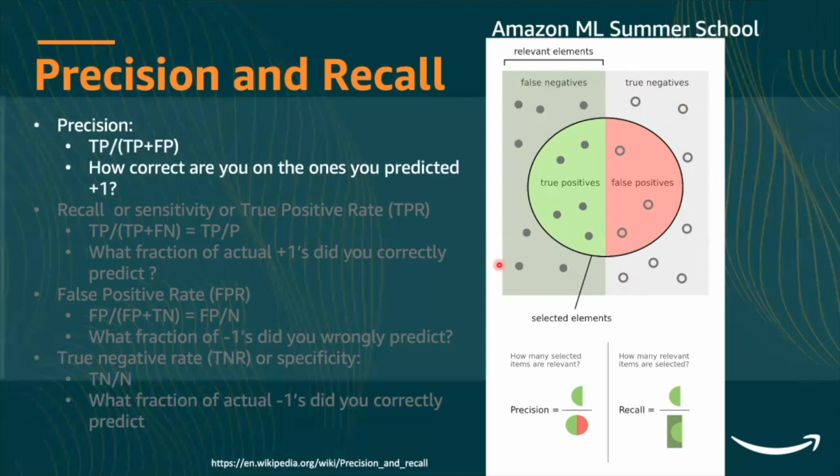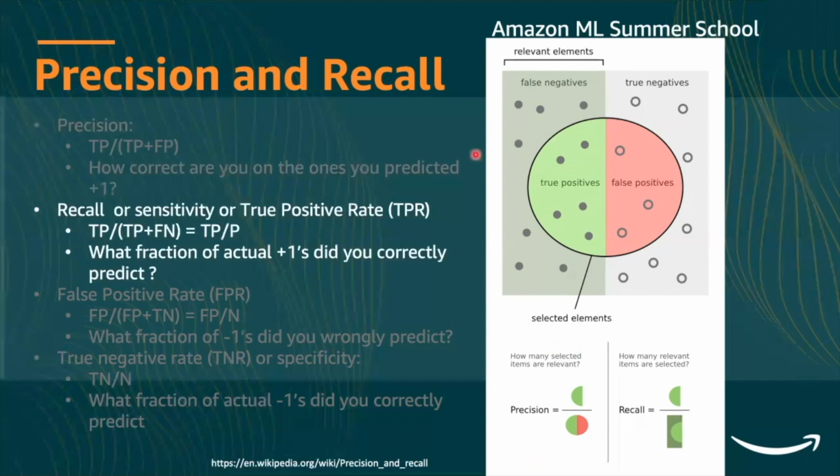Okay, so we'll compute the following metrics such as precision, recall, false positive rate, true negative rate, and so forth. So let's talk about what precision is. Precision is basically how correct you are on the ones you have predicted as positive. Take this pictorial example, which will be really helpful in understanding. The precision is this green semicircle to this complete circle, which says how many actual positives it predicted out of the total positives it predicted. So this is precision.